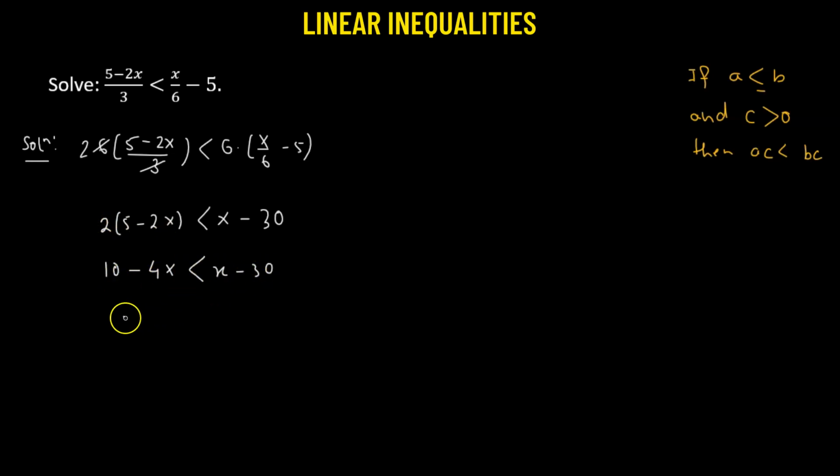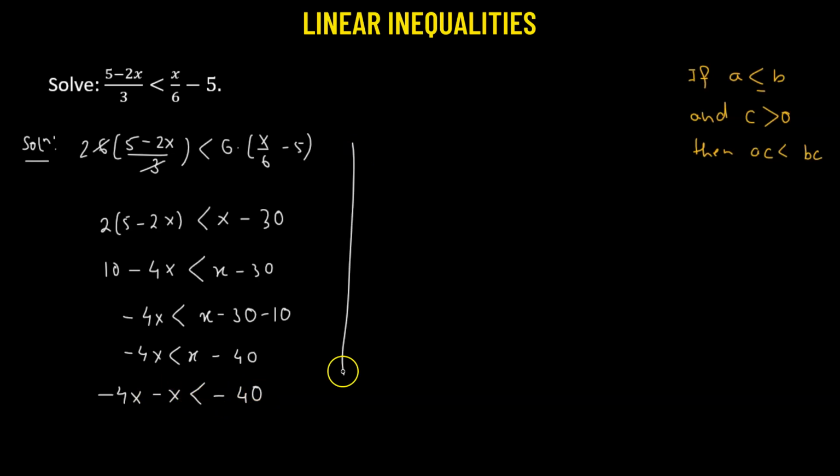We'll transpose 10 to the right hand side. So we have negative 4x is less than x minus 30 minus 10. We have negative 4x is less than x minus 40. Now we'll transpose x to the left hand side. So we have negative 4x minus x, so that's less than negative 40, which gives us negative 5x, and that's less than negative 40. Now what we'll do, we'll multiply both sides with negative 1.